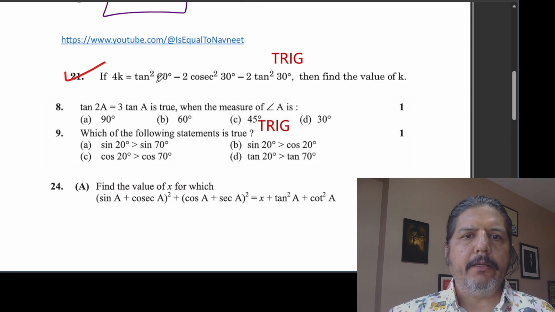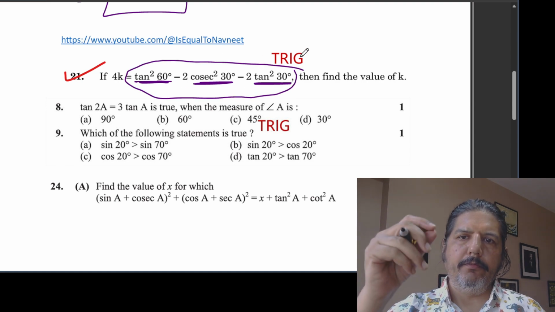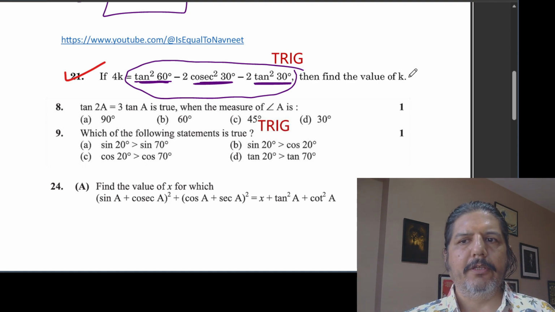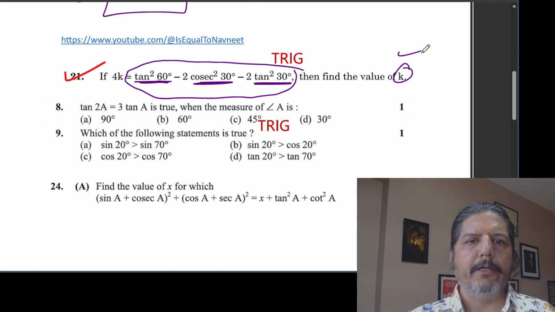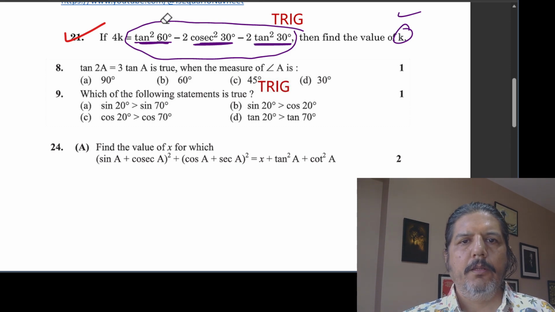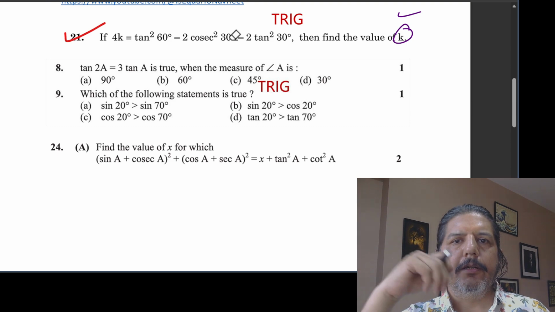This one is fine. All that you need to do is put the value of tan 60, cosecant 30, tan 30. You need to find the value, and you will find a fraction or a number. 4k would be equal to that, and then you can find the value of k. So this is a simple question, so I'm skipping it. Let's go to some other interesting questions, because in this lecture, my intention is to present typical questions to you.